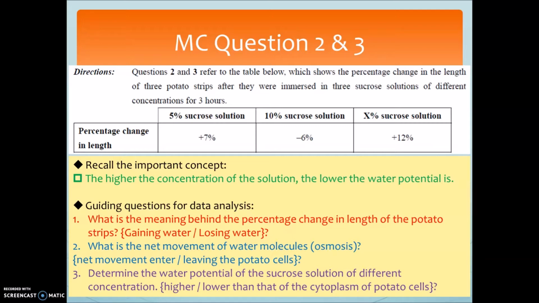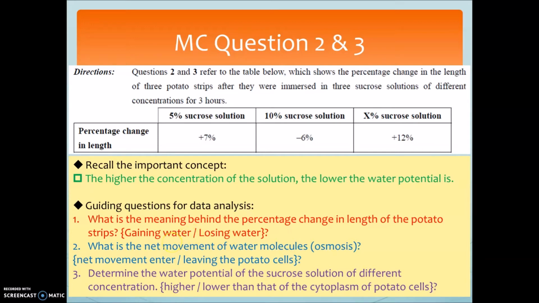And then we have 3 guiding questions for you to analyze the data. Remember, data analysis is a very key skill in science, especially in biology, because we have a lot of experiments. The first question is: what is the meaning behind the percentage change in length of the potato strips? Positive values, negative values, what do they mean? It means water gain or water loss. That's the first idea you need to know.